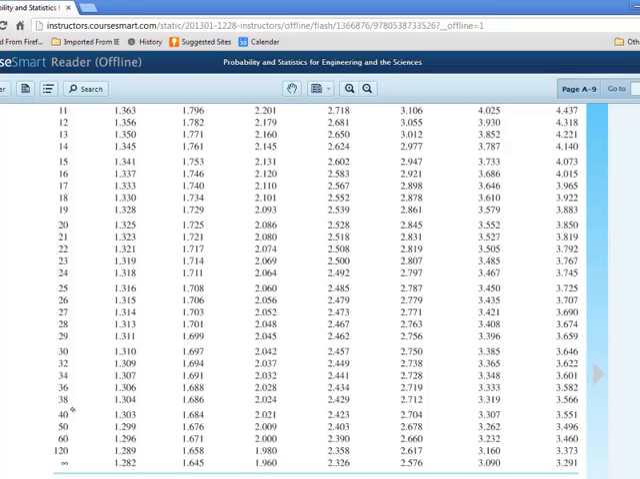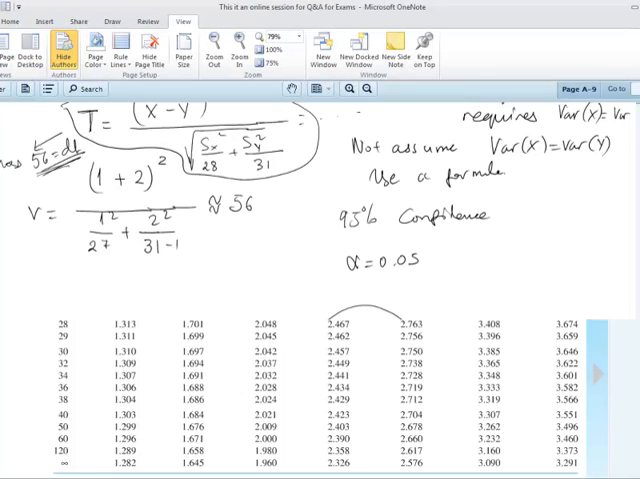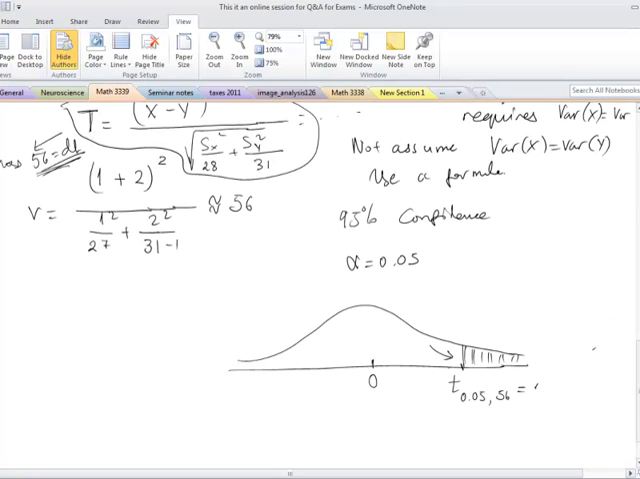And the reason is that beyond 32, 33, you don't have big differences in the value. So I will use the closest value here, which is 60, which is 1.671. That's the critical value that I need. So this number here is 1.671.